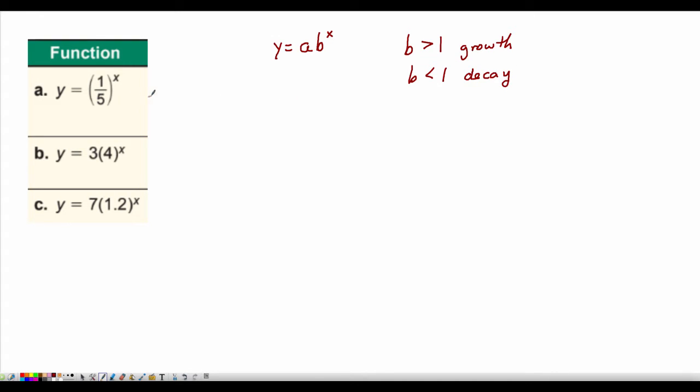So this first one, letter A, 1/5 is my b value, and so this would be decay. The second one, 4, is positive, so it's growth, and 1.2 is more than 1, so it is growth as well.